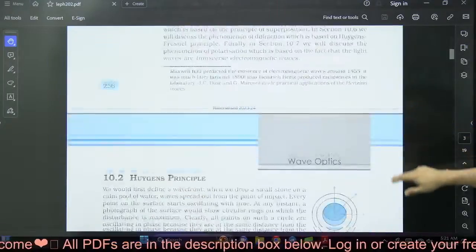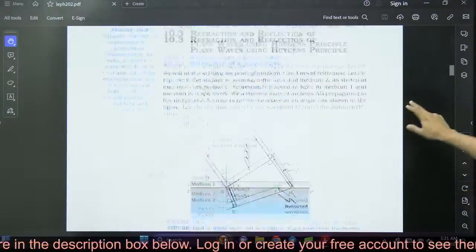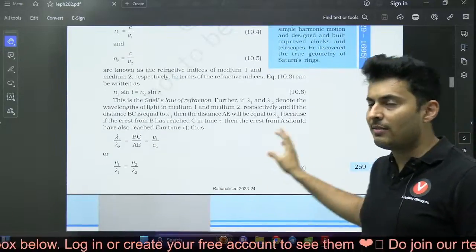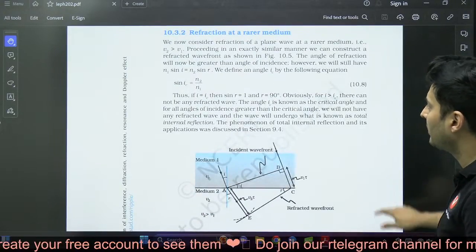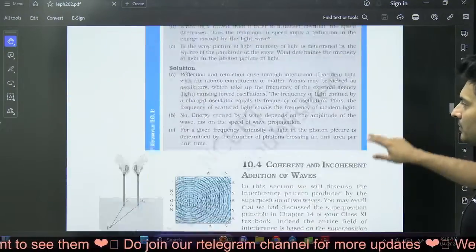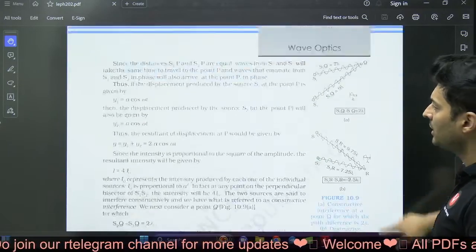Wave optics. Huygens principle and Huygens construction, very important. To prove refraction and reflection, also very important in Huygens principle. They are very easy also. It's not that difficult. Okay. Then, I've done those derivations. If you want, you can watch them for your last minute revision.